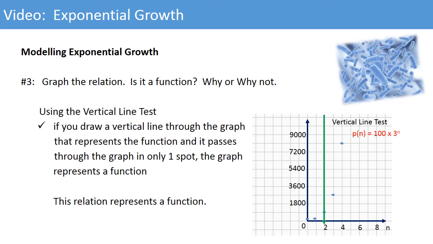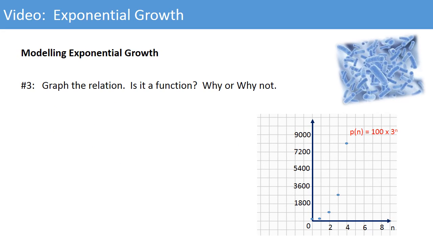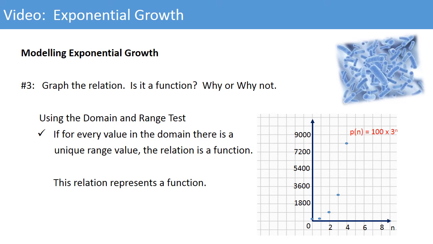Another way of doing this is by using the domain and range test. If for every value in the domain, which is of course the x values, there is a unique range value, so it's a one-to-one mapping, the relation is a function. This relation represents a function.